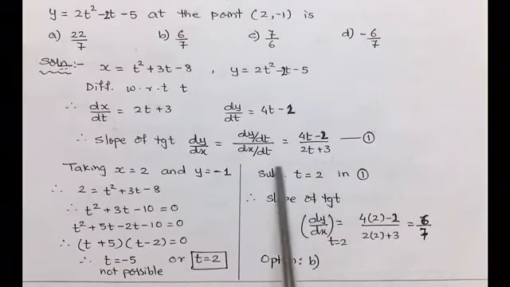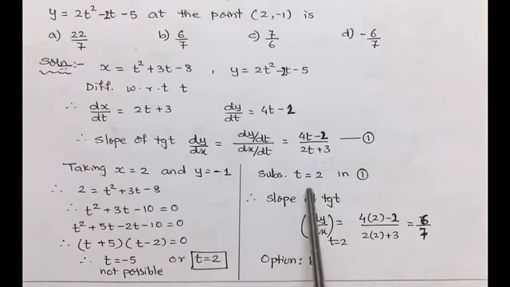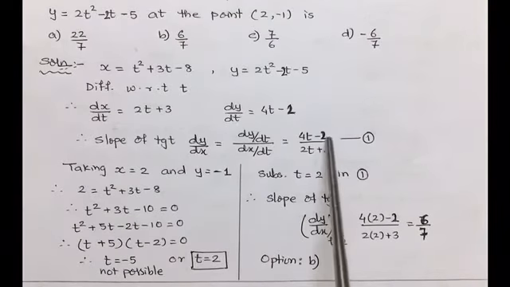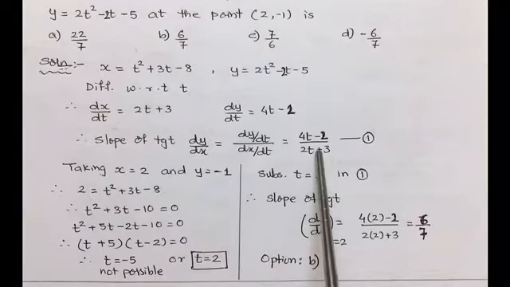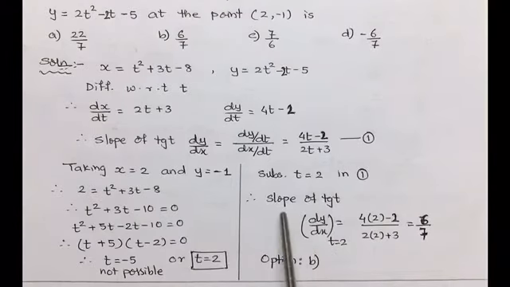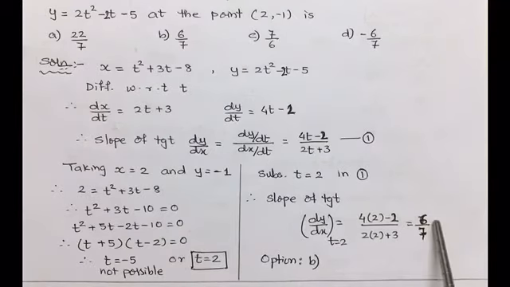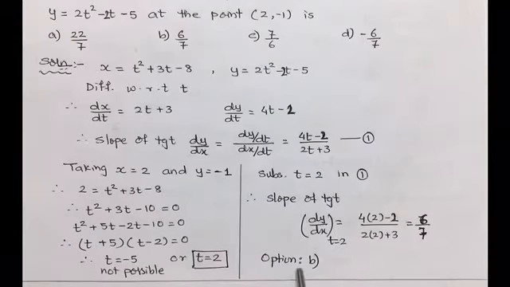Now substituting the value of t equal to 2 in statement 1, we get the slope of tangent as dy by dx at the point t equal to 2. 8 minus 2 gives 6, 4 plus 3 is 7. So 6 by 7 is the slope of tangent. So option B holds true.